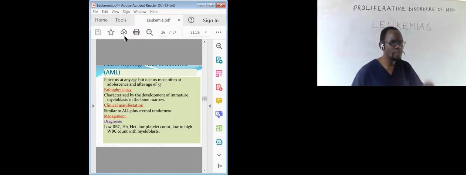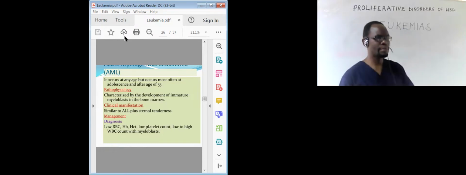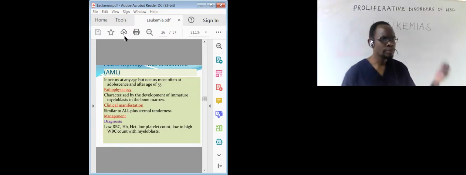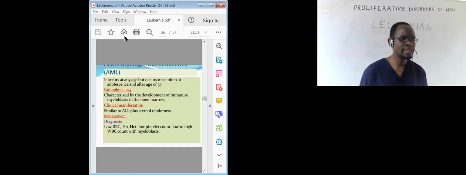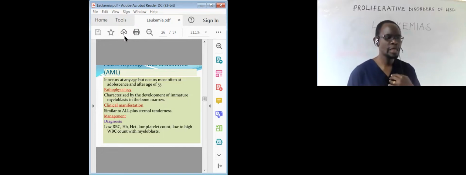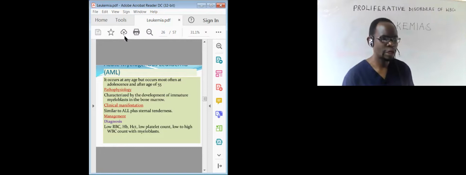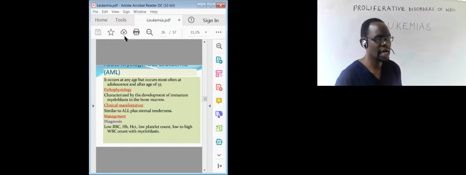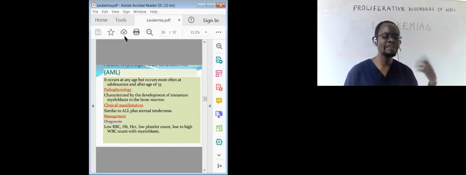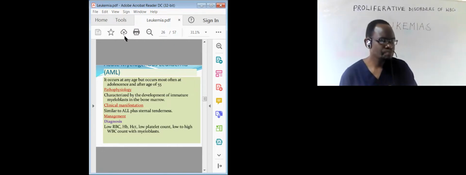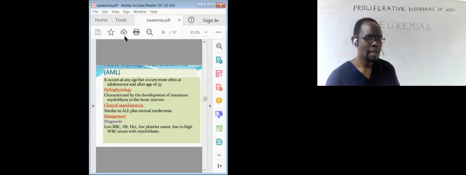So acute myeloblastic leukemia is basically characterized by immature myeloblasts in the bone marrow, and it is similar to acute lymphoblastic leukemia plus splenomegaly and tenderness. As far as the clinical manifestations are concerned, they are similar. And then in the diagnosis, you see what we have seen earlier in lymphoblastic, but also you see a high count of white blood cells with a lot of myeloblasts.